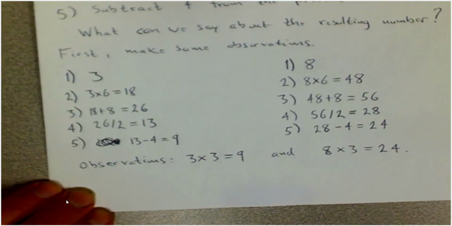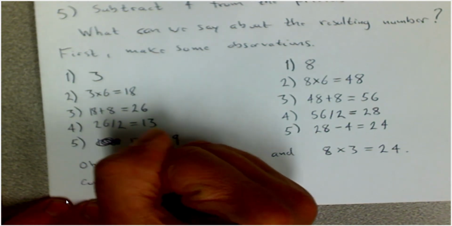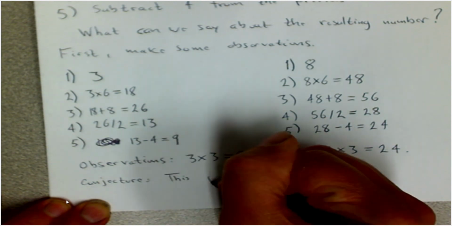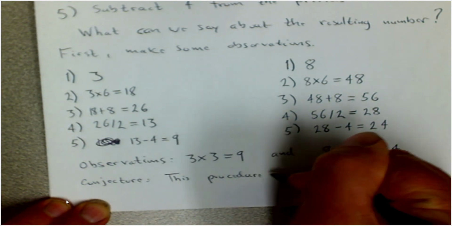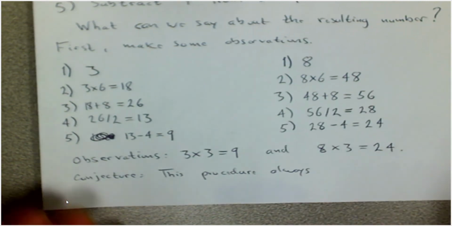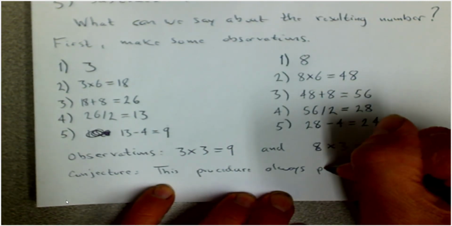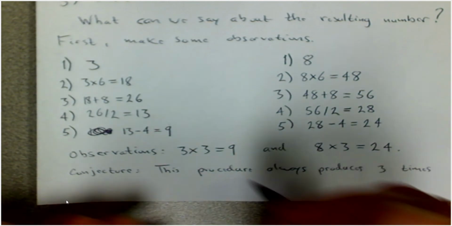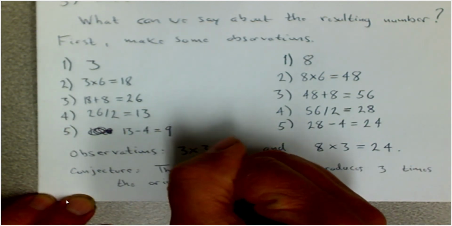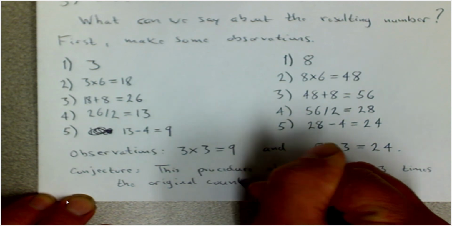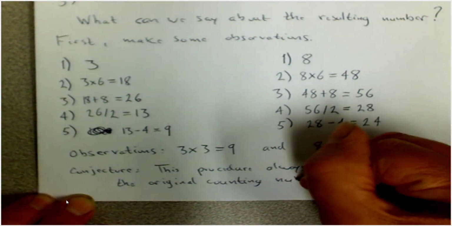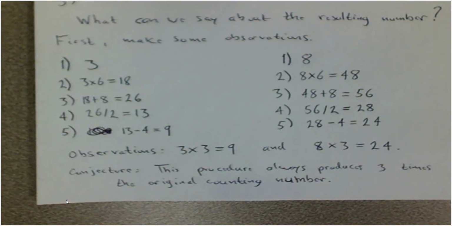So let me make a conjecture here. This procedure always produces 3 times the original number. Times the original counting number. All right. Oh, I'm sorry, that looks so scribbly. 3 times the original counting number. Could this be so? And can we prove this?